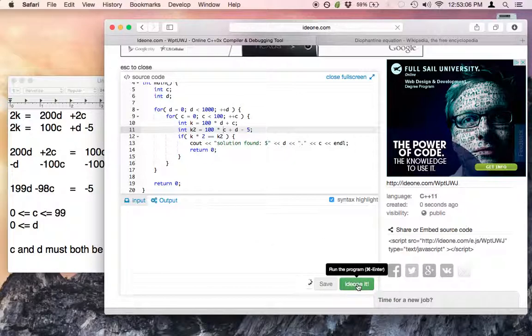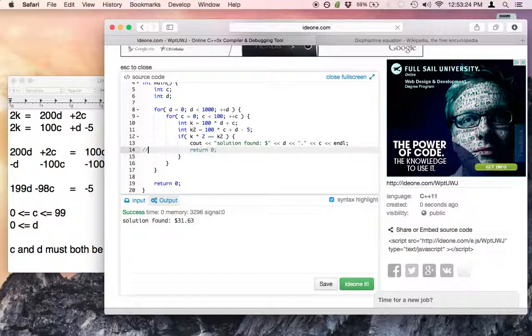And let's run it. Waiting for compilation, running. Solution found, $31.63. So that's a brute force attack. We just try every possible combination of dollars and cents until we find one that works. Now if you want to, we could comment this line out. That means the computer will ignore it. And that means we'll keep searching for solutions after the first one and see if there's any more.